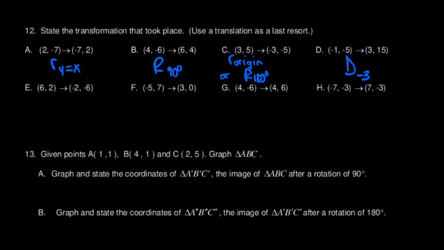Letter E, 6, 2 became -2, -6. So we changed the order, and we negated both. That is a reflection in the line y equals -x.